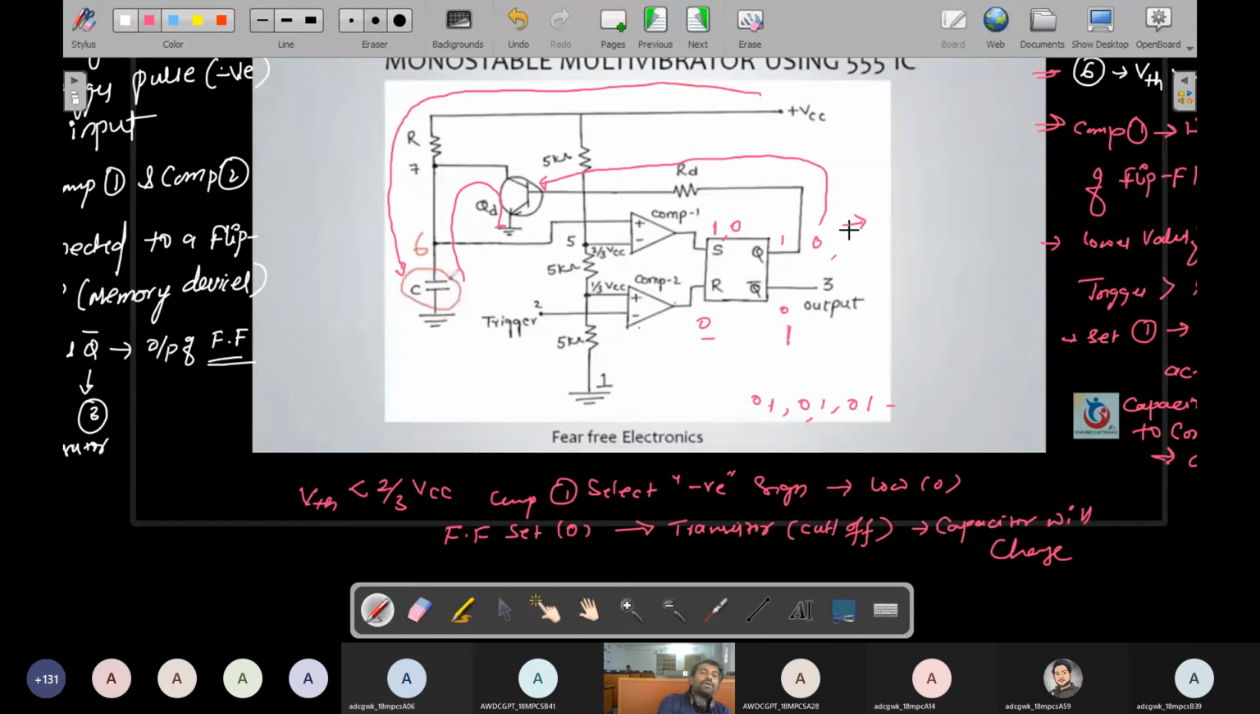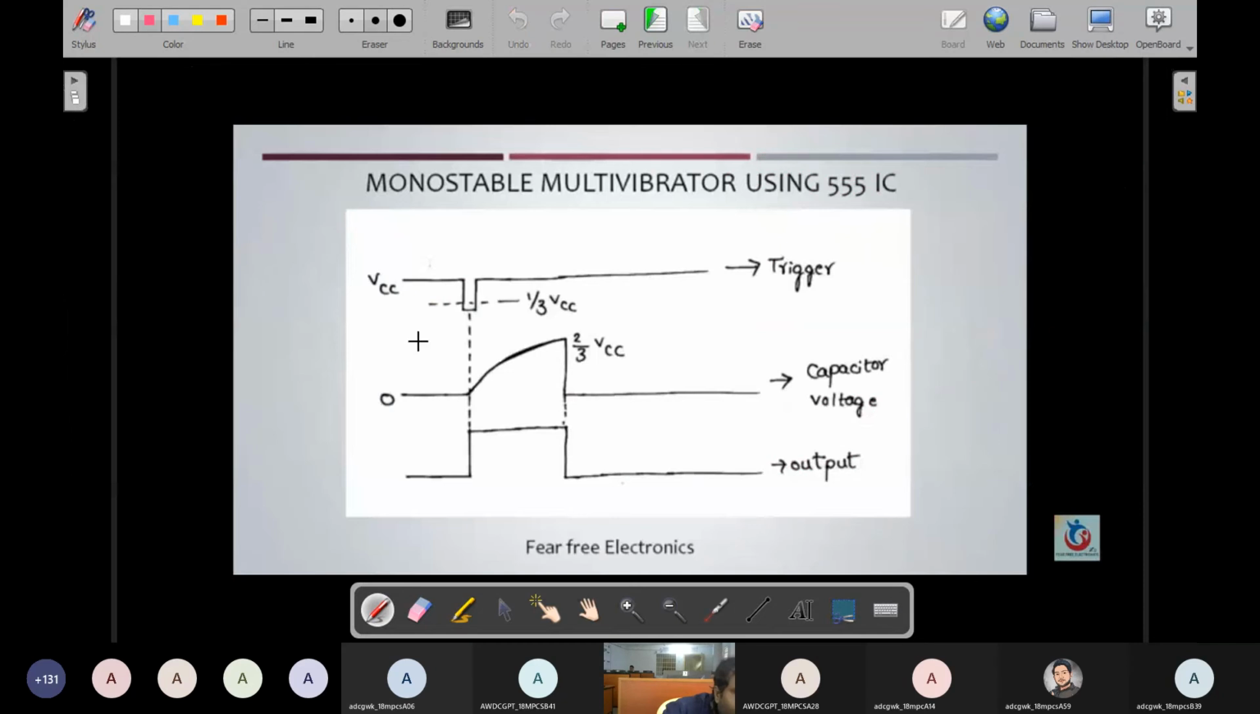Your flip-flop transistor is also 1, 0, 1, 0, 1, like that. So this is the operation of the monostable multivibrator. If you see the circuit diagram, this is the output configuration of a monostable multivibrator. In the output configuration, this is the input trigger pulse. This is called input triggering.